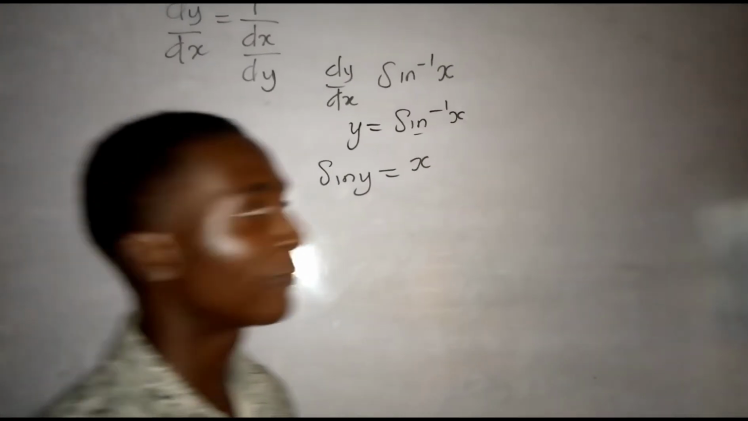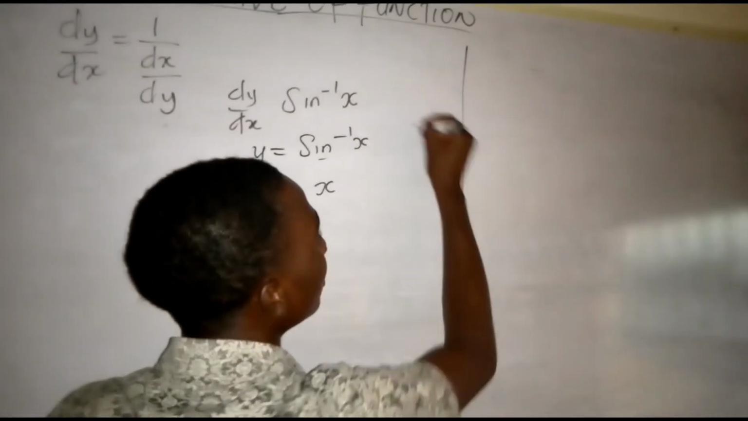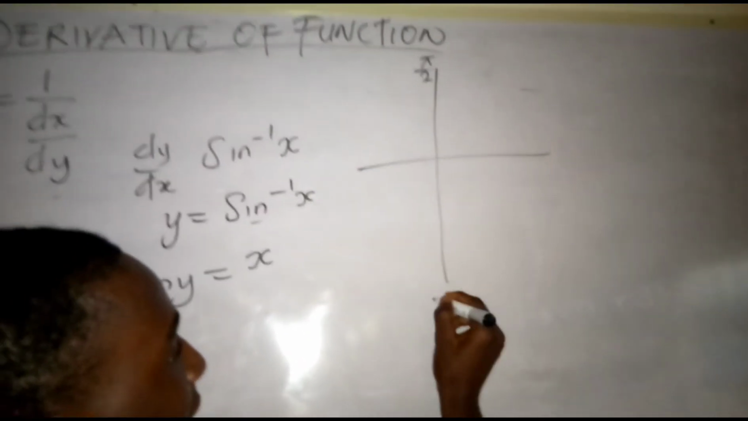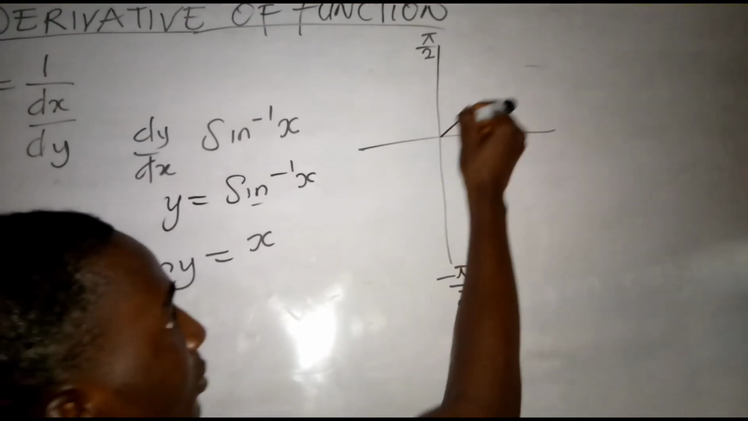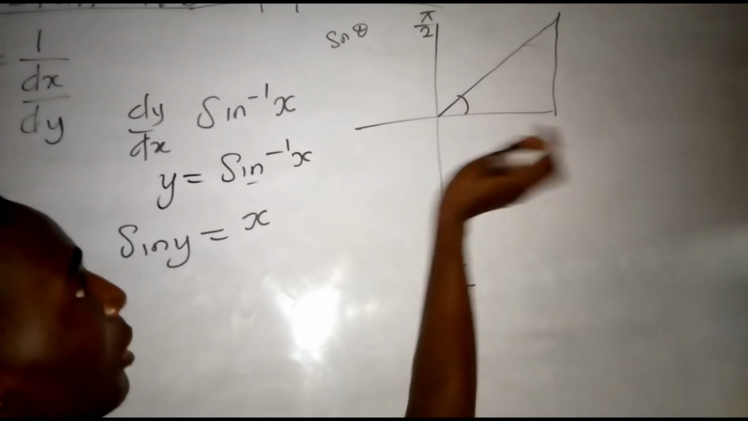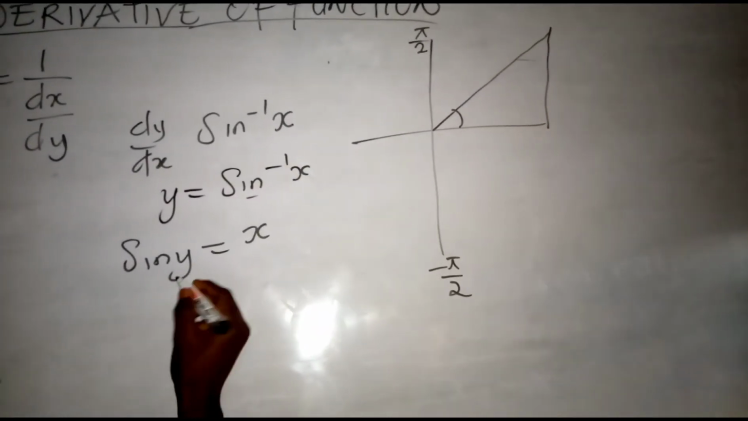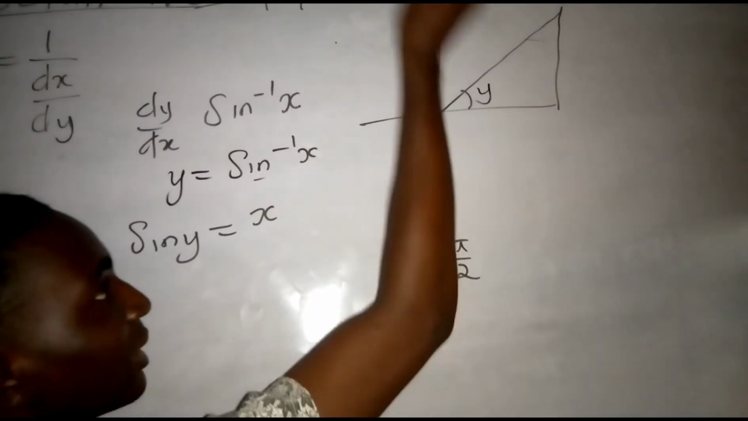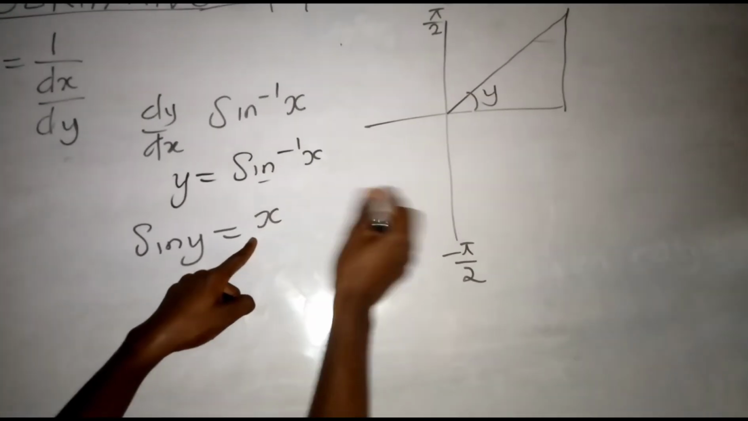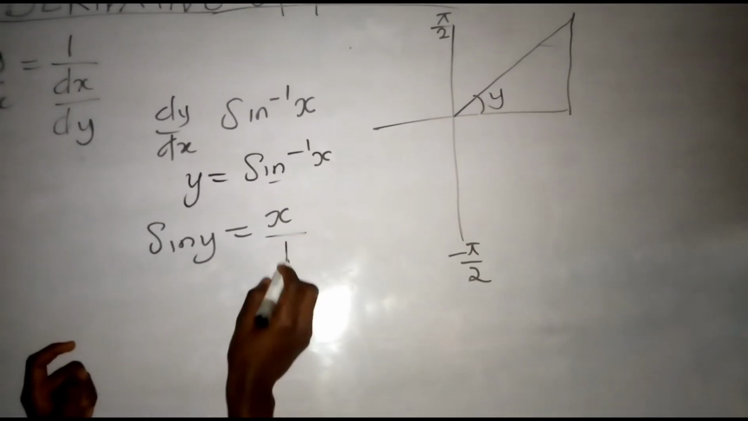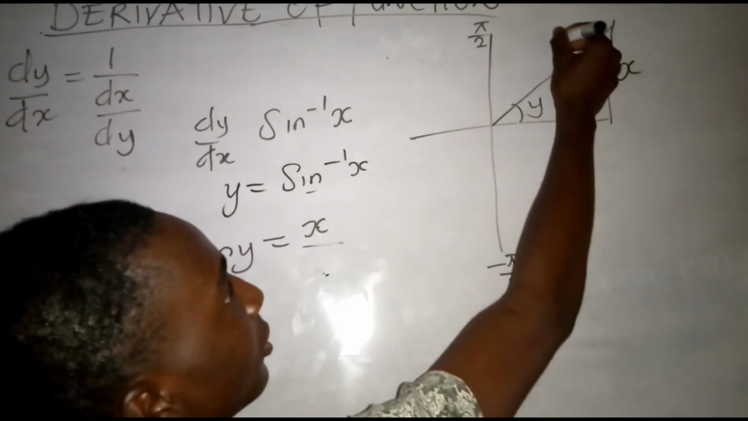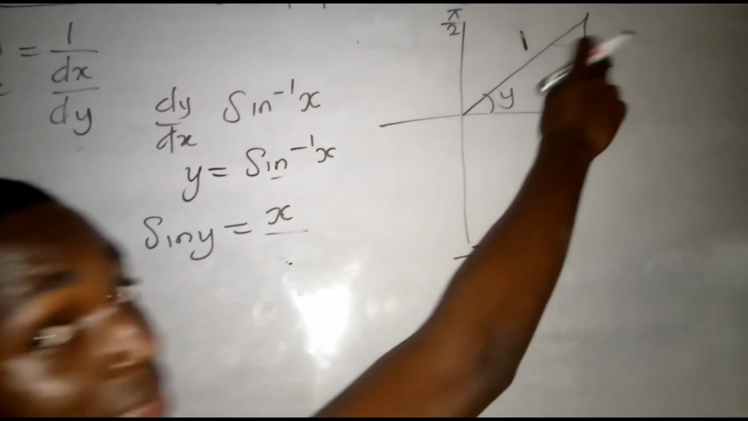Now remember in our trig function, we want to draw a triangle here. This is pi over 2. This is negative pi over 2. If I say sine theta, this will be my theta. But now we are having sine y. That is to say, y is the angle here. Sine y is equal to x. Remember, sine is opposite over hypotenuse. So putting opposite and hypotenuse, I'm having x here and 1 here.